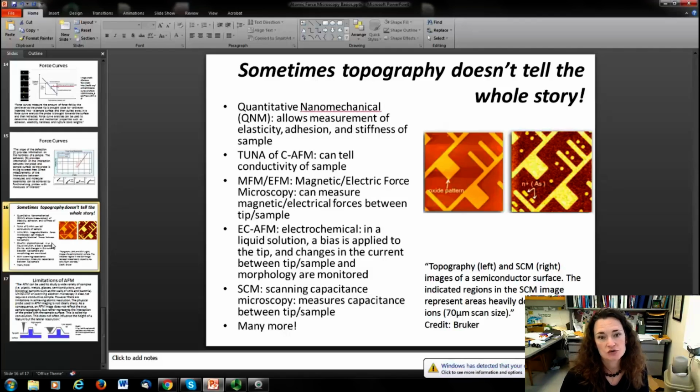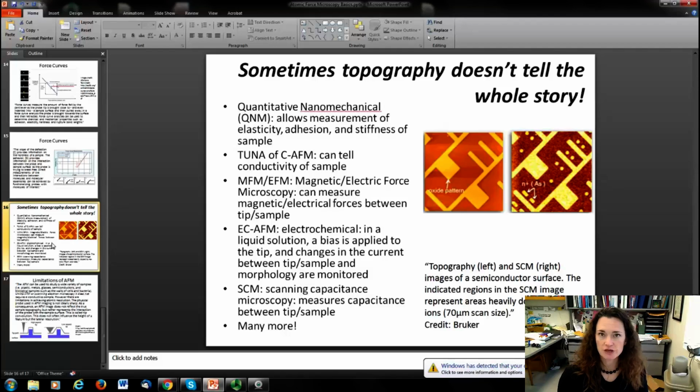You can also do tunneling AFM, TUNA, or conductive AFM, often abbreviated CAFM. In both of those modes, you can measure the conductivity of your sample, which might be of interest. You can also do MFM or EFM modes. MFM means magnetic force microscopy, and EFM means electric force microscopy.